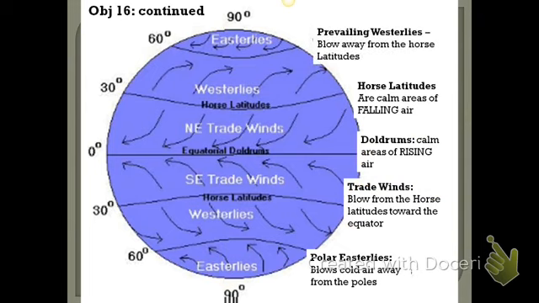And you need to copy all of this down. Make sure that you are also getting all these little areas of extra information on the right-hand side where it's talking about the prevailing westerlies, the horse latitudes, the doldrums, trade winds. Draw the arrows to show how your winds are moving, because these are called your global wind belts. Go ahead and pause.